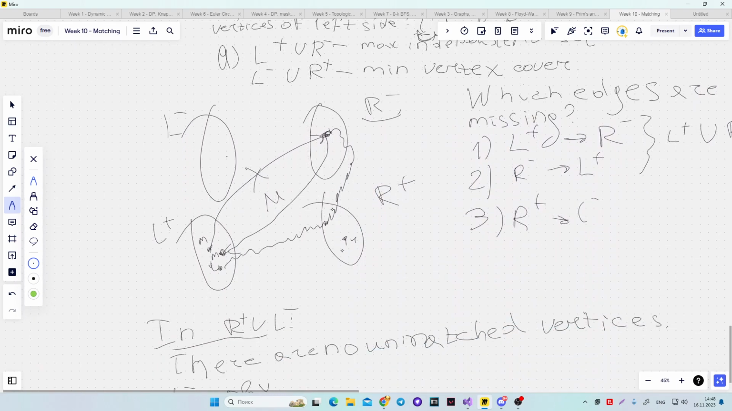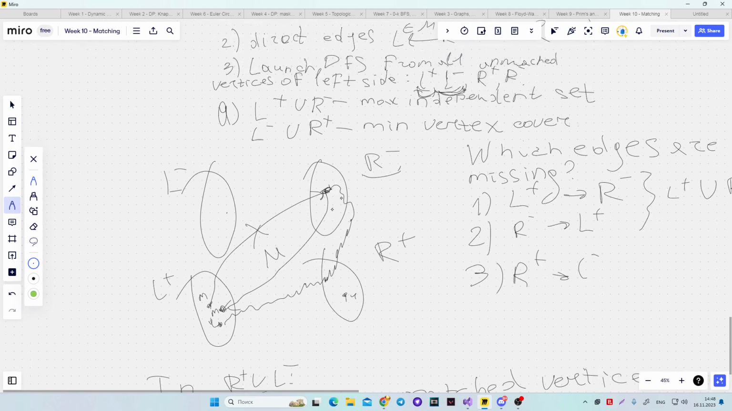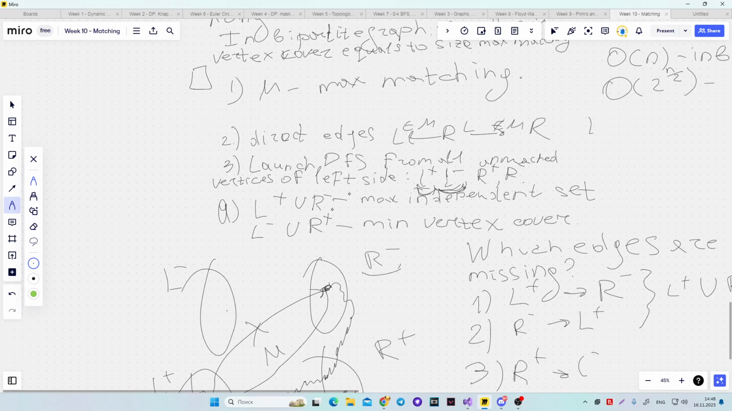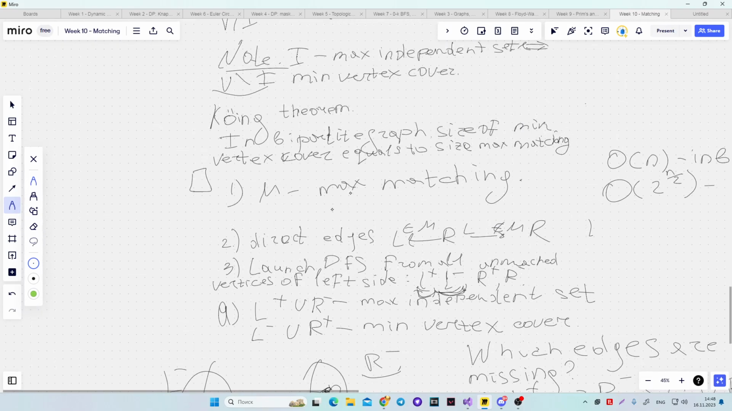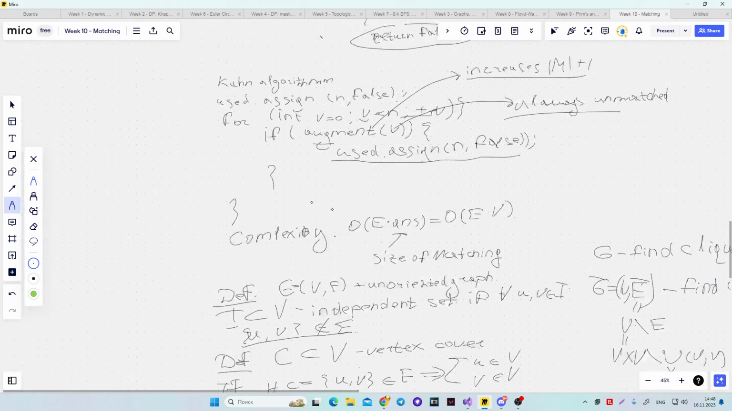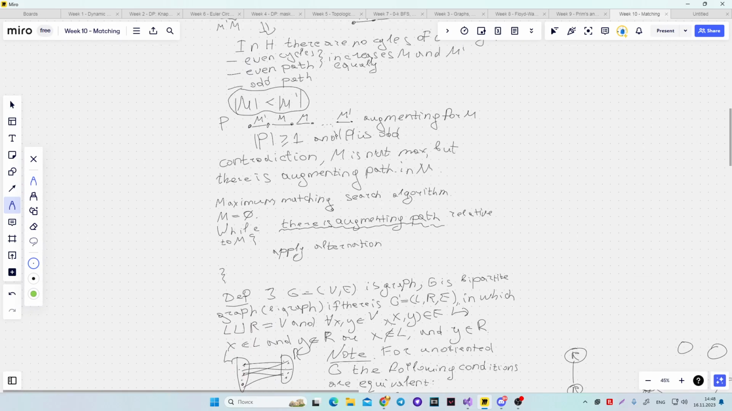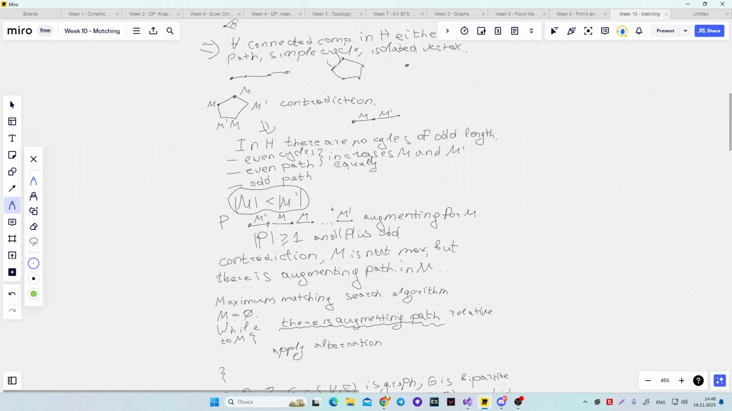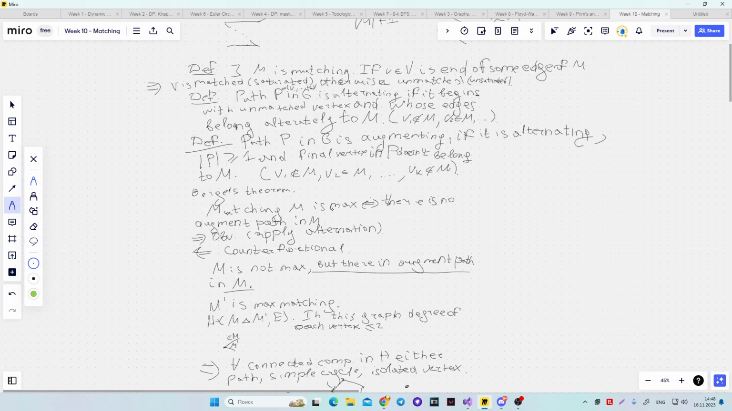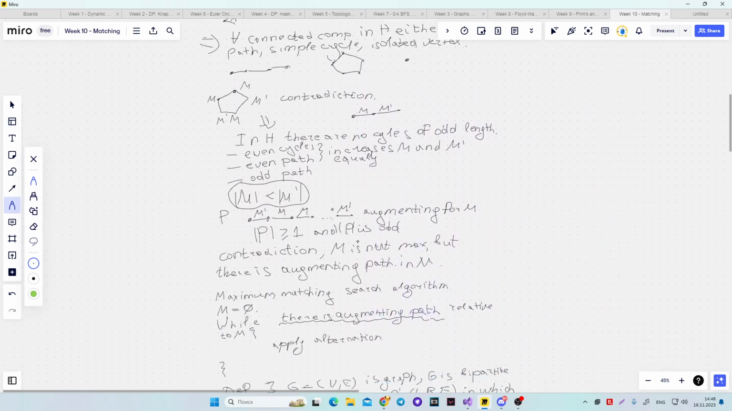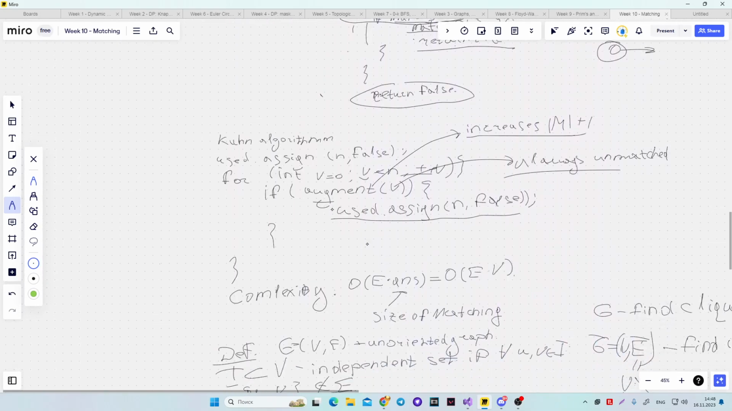Okay. If we consider unmatched vertices, an unmatched vertex in R plus, we get that there is an augmenting path in our graph, and using this theorem, we get that M is not a maximum matching, and that is a contradiction.